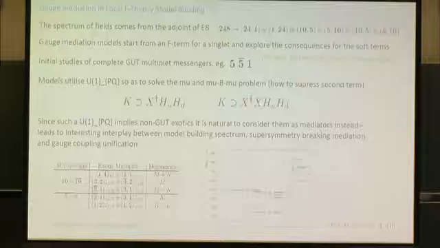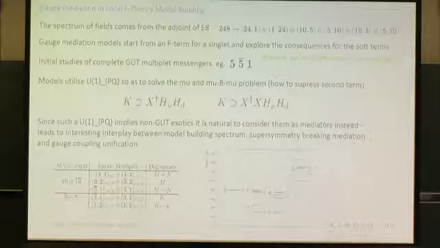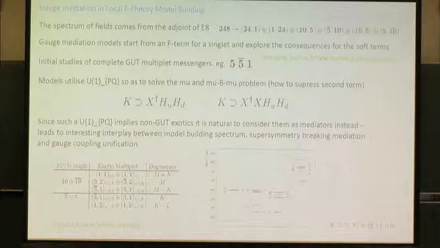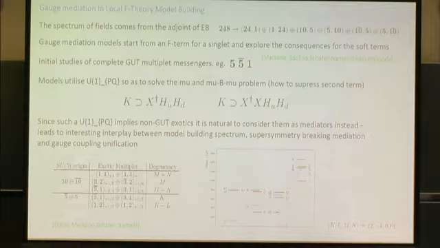So the U1 Peccei-Quinn will help you with that, because it will forbid this operator for you, because this will not be vector-like, the Higgs being vector-like. And because, as I said before, such a U1 Peccei-Quinn implies non-GUT exotics, it's natural to consider a more general thing: since you use a U1 Peccei-Quinn, and you find that there are non-GUT exotics in your theory, use them as mediators instead. So this is some kind of gauge mediation with messengers that are not complete GUT multiplets.